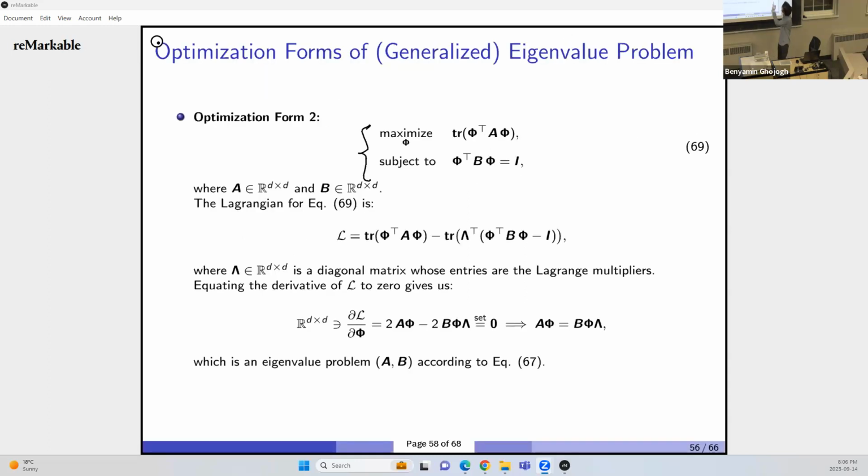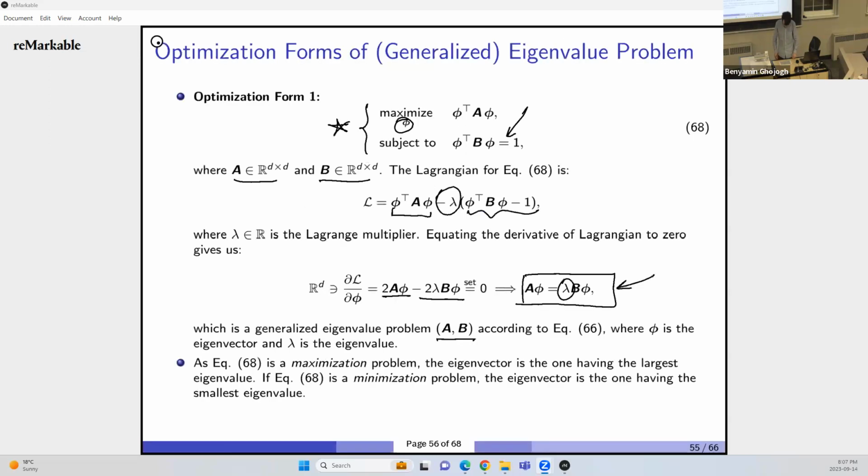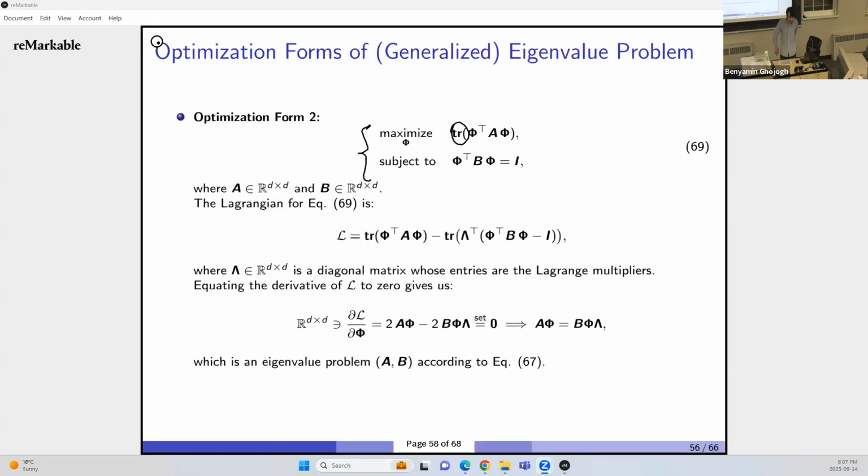So optimization form 2 is this: maximize trace of phi transpose A phi subject to this. In this case, I'm using trace. Why? What's the difference between equation 69 and equation 68? In equation 68, I only had one phi, so phi transpose A phi would be a scalar. But now phi is a matrix. So it becomes trace of phi transpose A phi, right? And subject to this equals I.